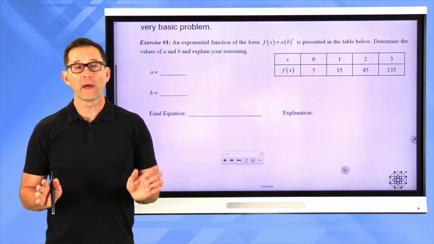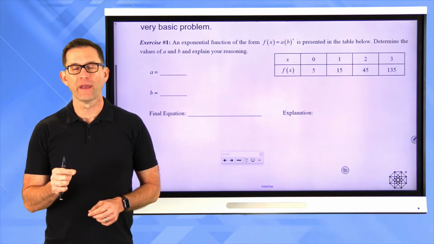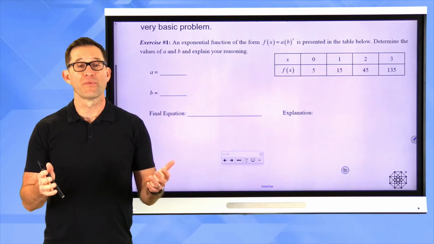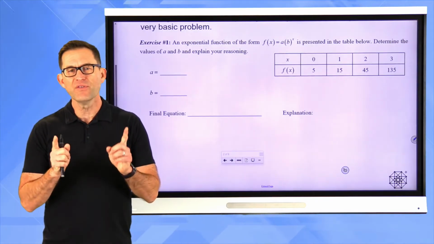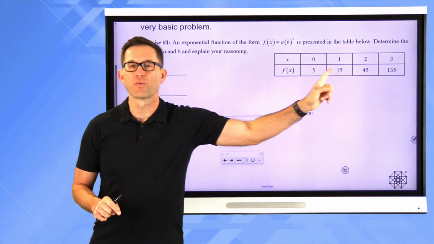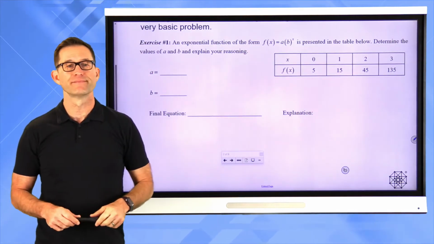All right, well, what I'd like you to do is pause the video right now, think about what we talked about in the last lesson, and maybe even remember some things from Algebra 1, and see if you can flesh out what the equation of the exponential function is that is represented in this particular table.